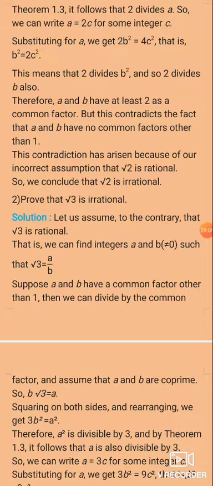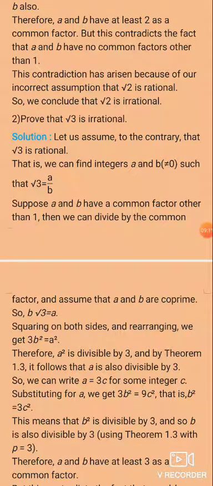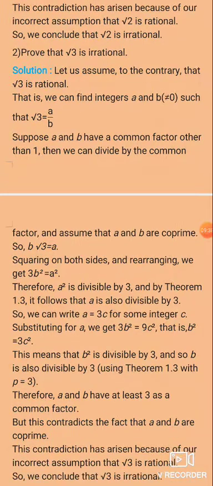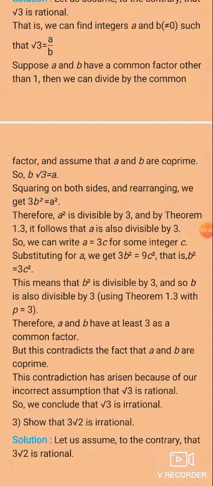Now cross multiply: root 3 b is equal to a. Then squaring, 3b square is equal to a square. Therefore a square is divisible by 3, then a is also divisible by 3. So we can write a as a multiple of 3, that is, a is equal to 3c. Now substituting above, 3b square is equal to 3c the whole square, that becomes 3b square is equal to 9c square. Now cancel 3 and 9, that becomes b square is equal to 3c square. This means b square is divisible by 3 and b is also divisible by 3.